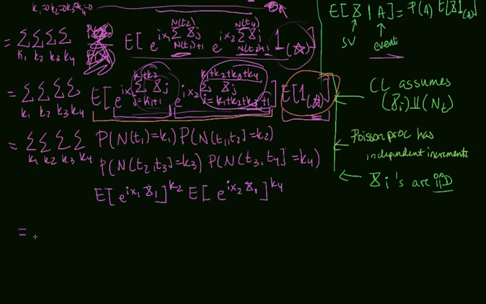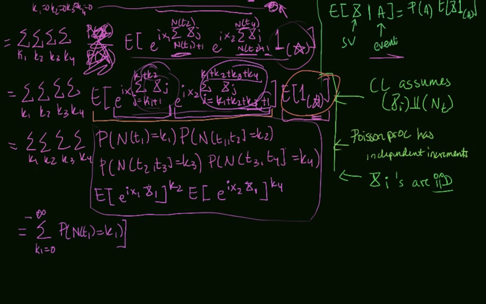The nice thing now is that we can actually split the sums up into different products. So let's look at the sum first of all that lets K1 run from 0 to infinity, and look at our expression inside the sum. What depends on K1? The only term that depends on K1 is the probability that N(T1) is equal to K1. So we can just take this completely out of the rest of the sum expressions.